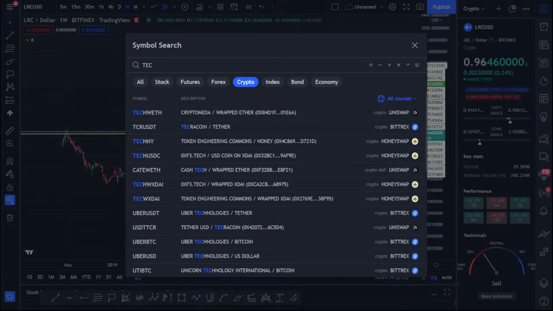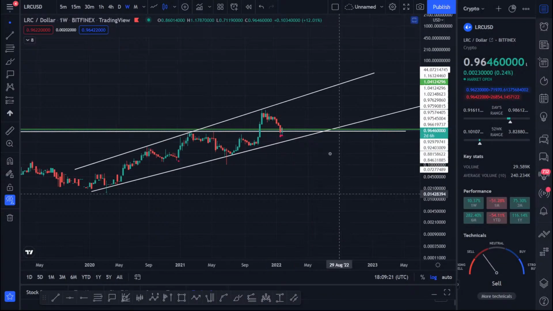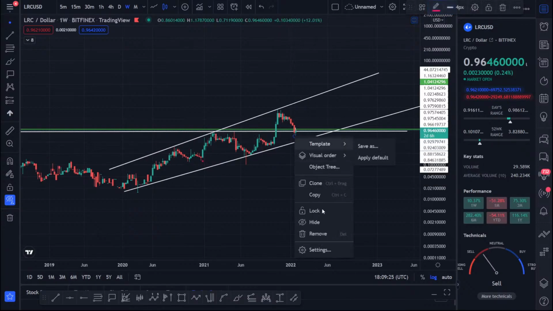But yeah, I think once it gets more attention, TradingView might list it. Okay, hopefully you got the analysis.